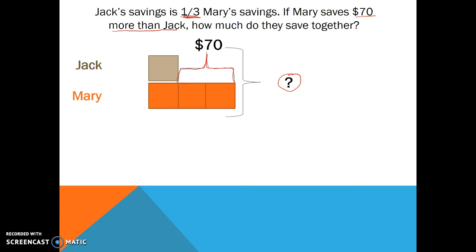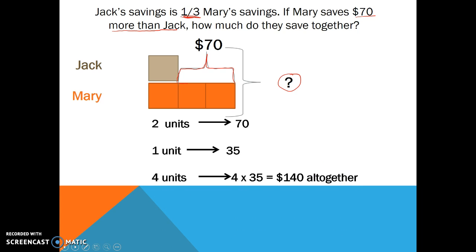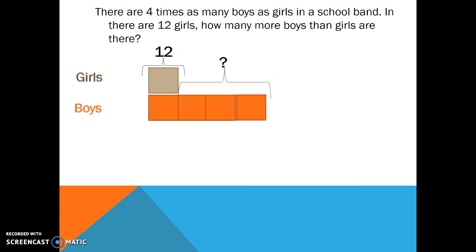And I want to solve for all 4 units. So 2 units is $70. Solving for 1 unit, 70 divided by 2 is 35. And now we're going to solve for all 4. And I bet a lot of you can see that we probably could have skipped that step of solving for 1 unit and just doubled that original 2 units, but that's okay. We're going to do the whole thing. So 4 units is 4 times 35, which is $140 altogether.